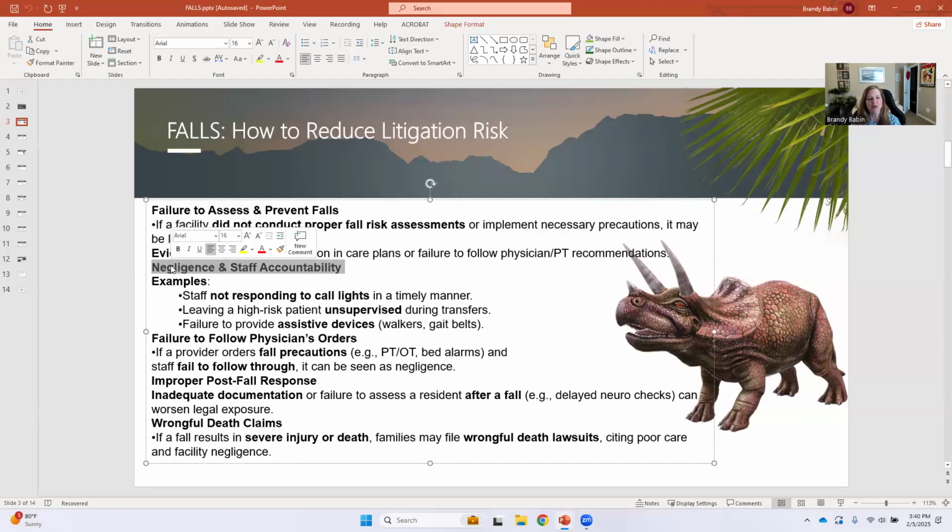Negligence and staff accountability. Some examples would be staff not responding to call lights, patients being unsupervised, or failure to provide assistive devices. Now, failure to follow physician orders or nurse practitioner or physician's assistant orders is a big deal. So if we've ordered physical therapy, occupational therapy, bed alarms, and the staff fail to follow through, it can be seen as negligence. So again, if we're ordering something, we want to trust but verify that what we've ordered has been put into place.